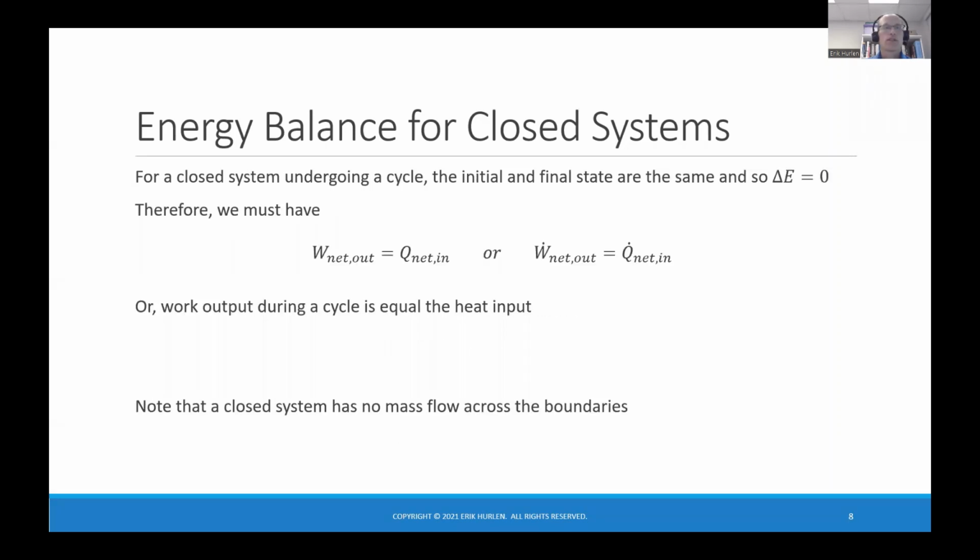For cyclic processes, the initial and final states are the same. This also means that the initial and final energies of the system are the same. So delta E in this case will be 0 for these systems. In this case, the total heat in must be equal to the total work out, or vice versa. And again, this should also be analyzed in terms of per unit mass or per unit time variables, or both.